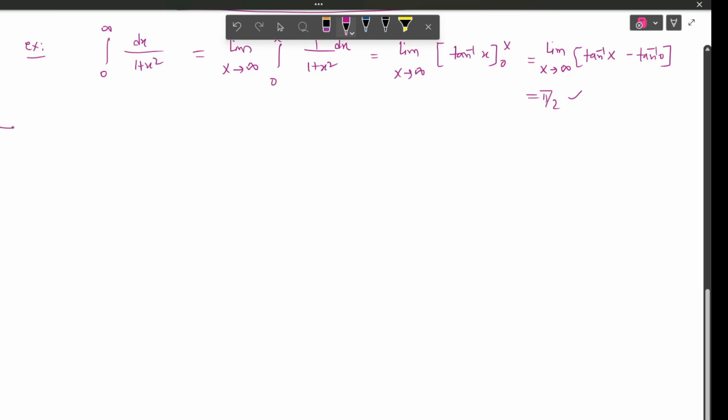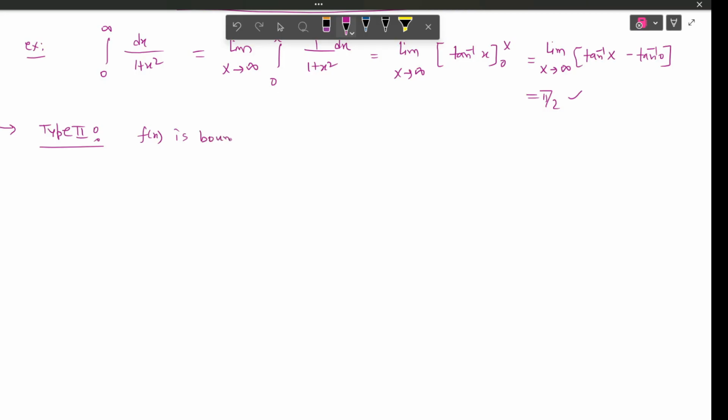Now let us see our second type, that is type 2. Here also we assume that the function f(x) is bounded and integrable, where x lies between capital X and b for every x less than b. Here capital X is always less than b.